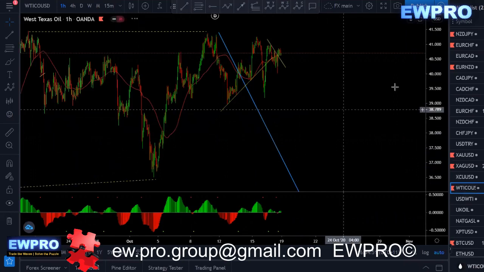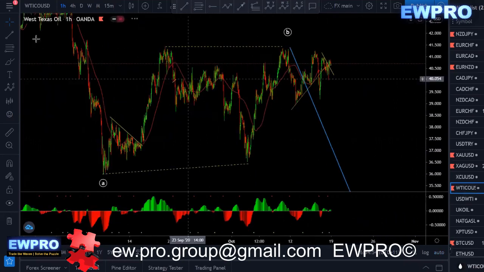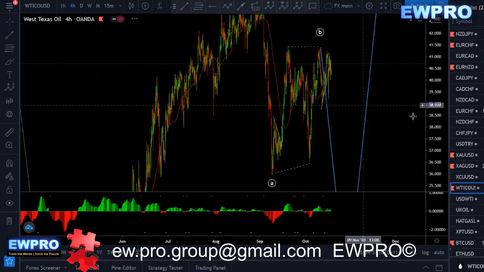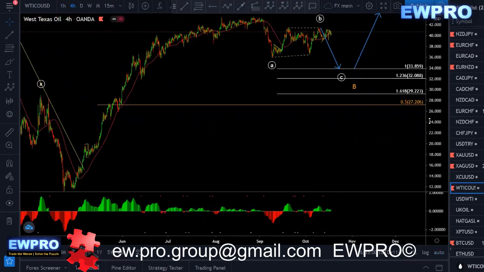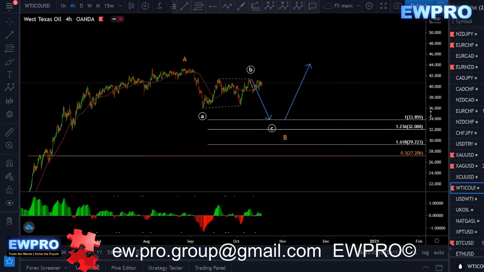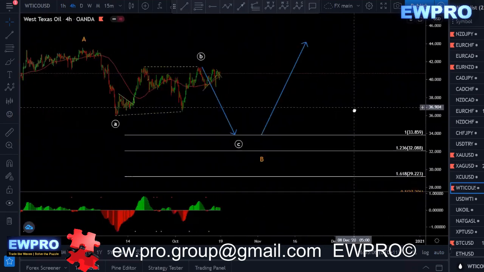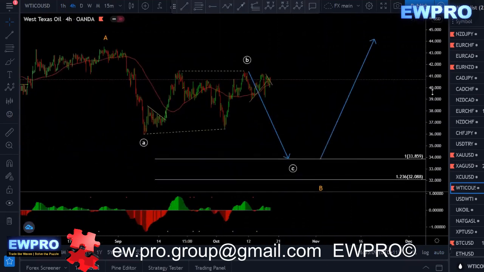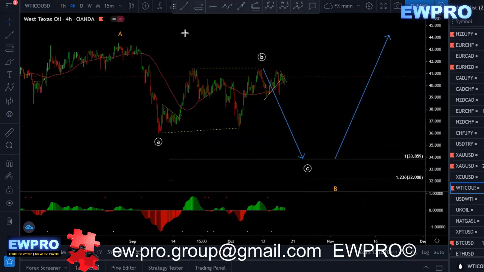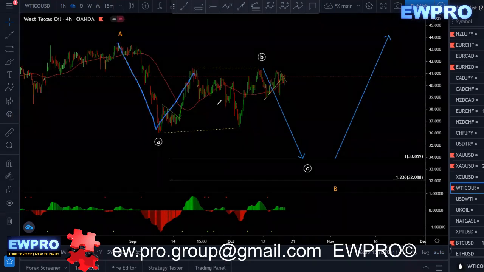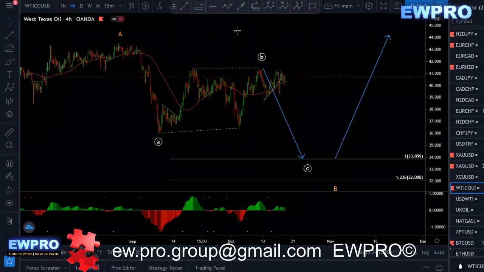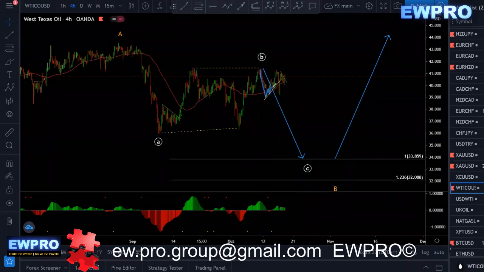WTI. This didn't go. I was looking. I'll just zoom in a bit here. So I'm looking for this A, B, C in the B wave, and then we get that A, B, C down. Problem with it was looking really nice. We got this nice impulse down, and I was looking for a little flag in here to sell, but it became very deep. When they become deep, it becomes very risky.